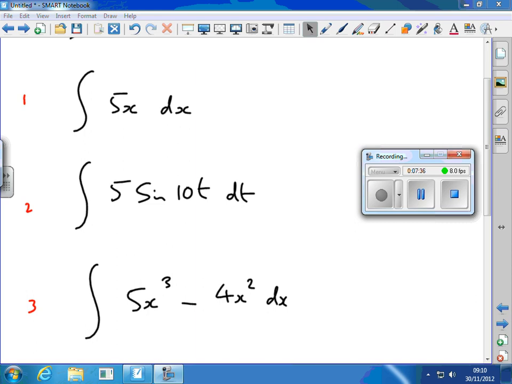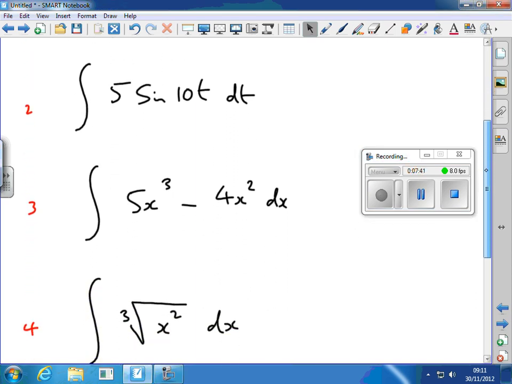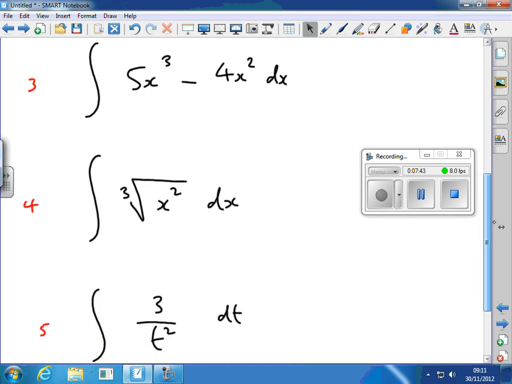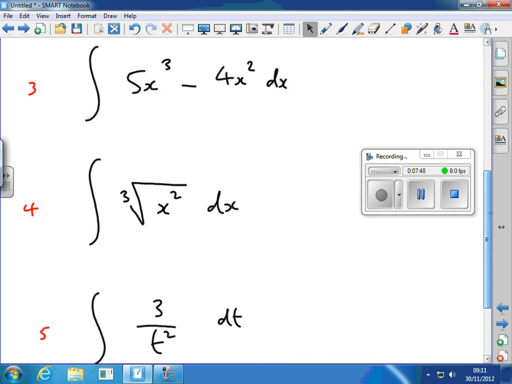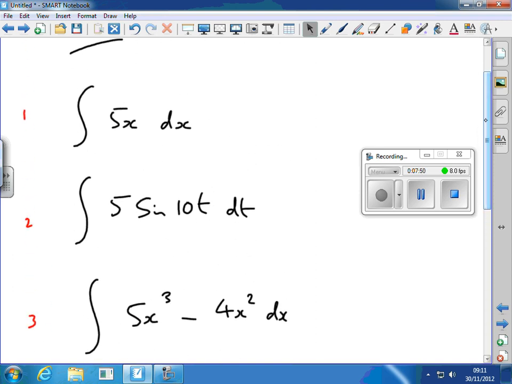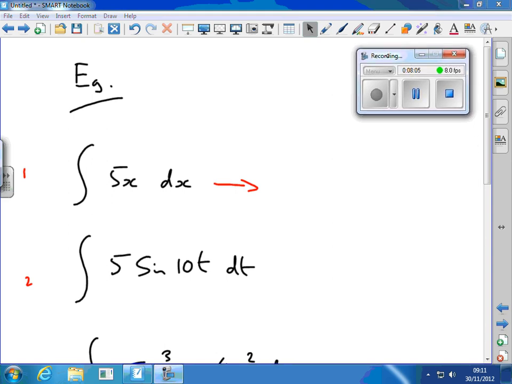Five examples. So what I'll do is I'll just run down this so you can see them, and then have a go at them. So if you're looking at this video, pause the video and then have a go at them. Here are the answers. So number 1, integrate 5x with respect to x. What do I get? 5x squared over 2.